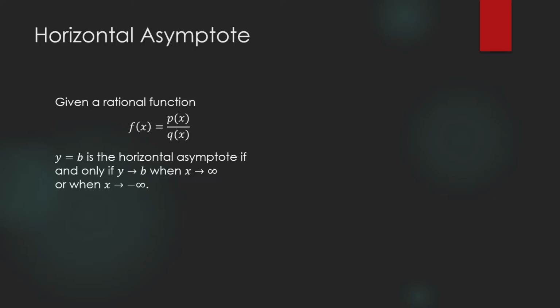So given a rational function f of x, the line y is equal to b is the horizontal asymptote if and only if y approaches b when x approaches infinity or when x approaches negative infinity. So this x and y here, these are the coordinates of the points of your graph, okay? And so as x approaches infinity, there are corresponding values for y. And whenever this is true, then the line y is equal to b is going to be your horizontal asymptote.